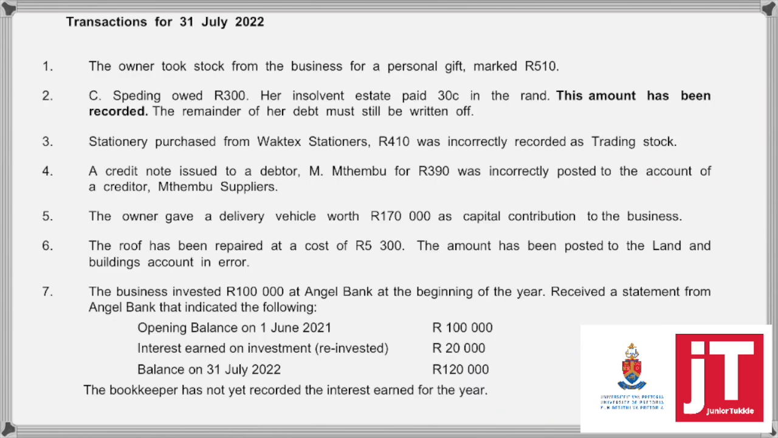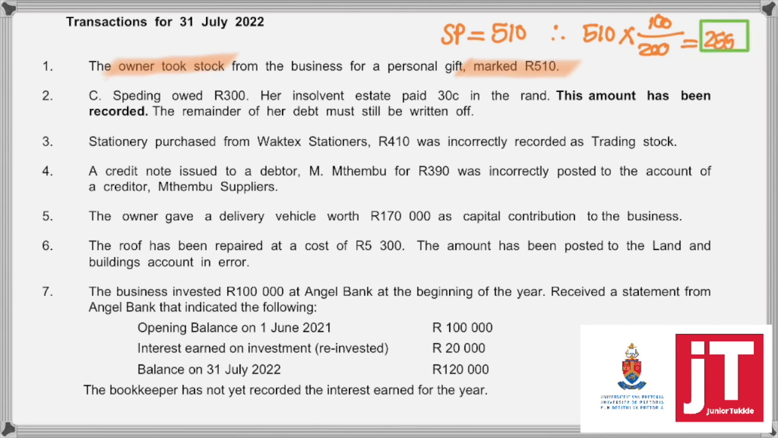So if we look at the first transaction, they say the owner took stock from the business for a personal gift marked 510 Rand. So if it's marked 510 Rand, it means that that is the selling price. So we have to calculate the cost price. So 510 Rand times 100 over 200 is 255 Rand.